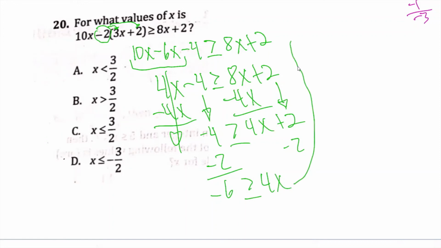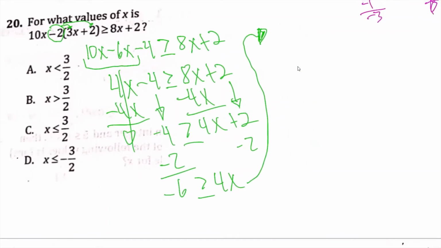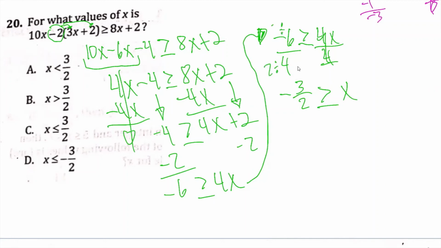And then we're going to bring this over here, get more space to work. So then we have negative 6 greater than or equal to 4x. We divide by 4 on both sides. 4 divided by 4 is 1. Negative 6 divided by 4, we just divide by 2 top and bottom. You should have negative 3/2 is greater than or equal to x. Now again, we just divided by 2 here, and divided by 2 here. We just simplified and reduced.